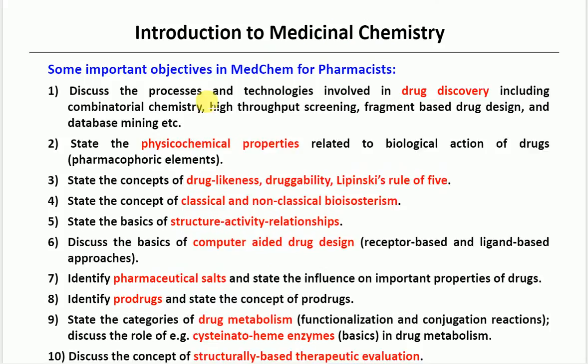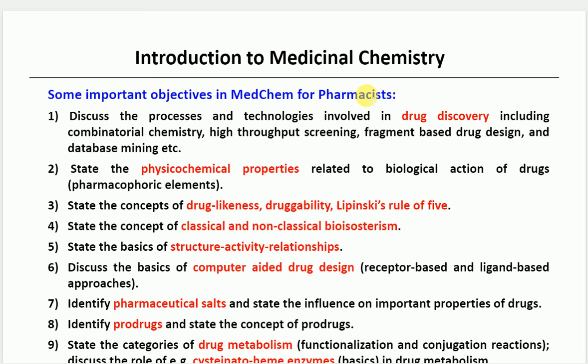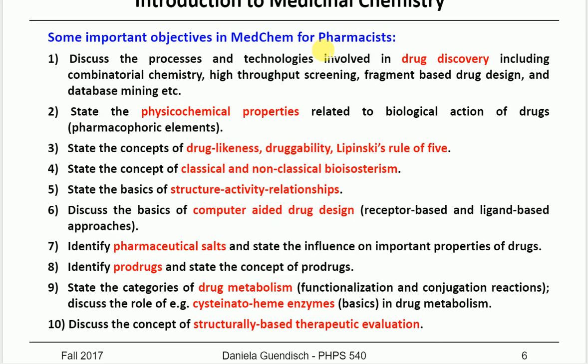So for medicinal chemistry, or medchem, for people who are studying pharmacy, these are some of the important objectives to note. Discuss the process and technologies involved in drug discovery, including combinatorial chemistry, which is also important, high throughput screening, fragment-based drug design, and database mining, etc. Stating the physiochemical properties related to biological action of drugs, so the pharmacophoric elements.